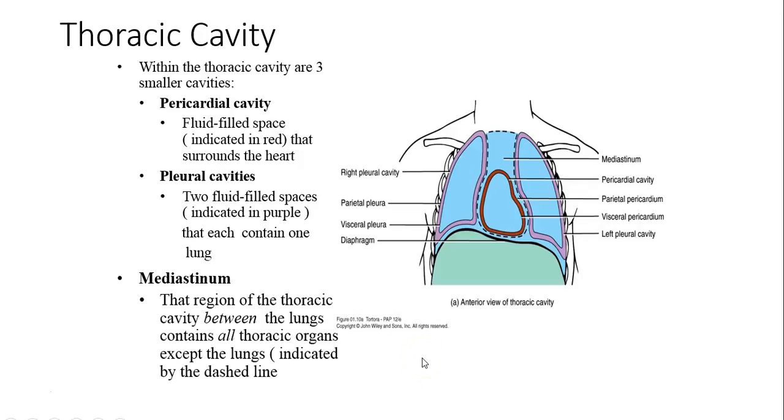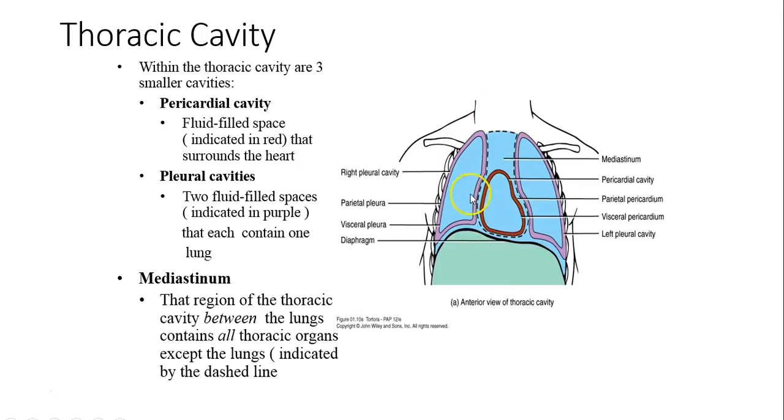So you can see the subcavities within the thoracic cavity. In the center here, we have the pericardial cavity. This is the heart, and this red area here represents the pericardial cavity, which is a fluid-filled space that surrounds the heart. Here's one lung, here's another lung. Each one of these lungs is surrounded by the pleural cavity, in purple here and in purple here. So our pleural cavities are fluid-filled spaces that surround the lungs.